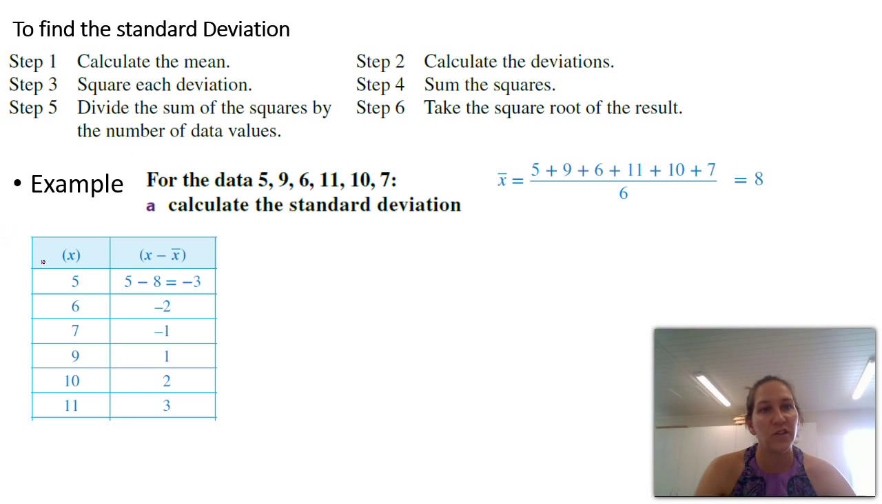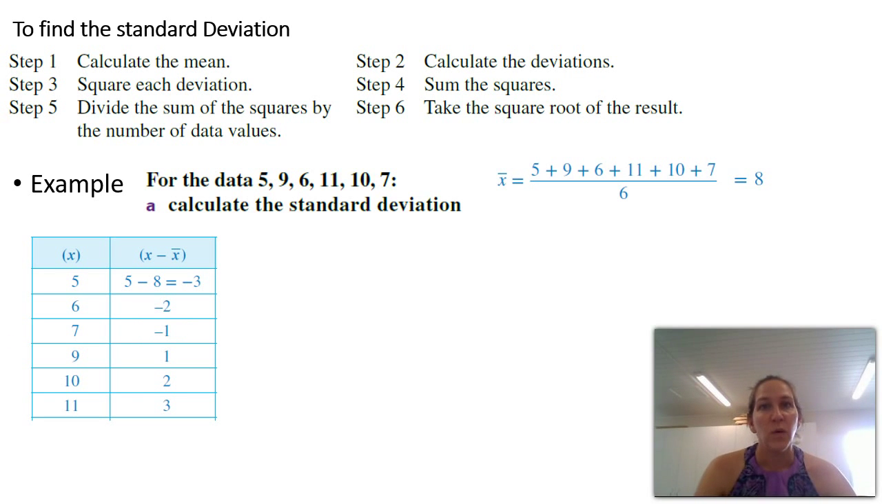And then we find the deviation. So we go 5, our data value, which is here, minus 8, which is our mean, to get negative 3. Likewise, we take 6. We subtract 8 from it, get a value of negative 2. Going onwards, 7 is our data value. We subtract 8 from it, so 7 minus 8, we get negative 1, and so on. So this is how we find our deviations.